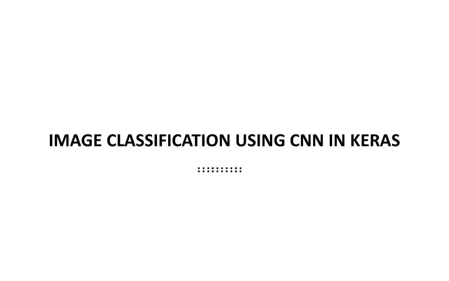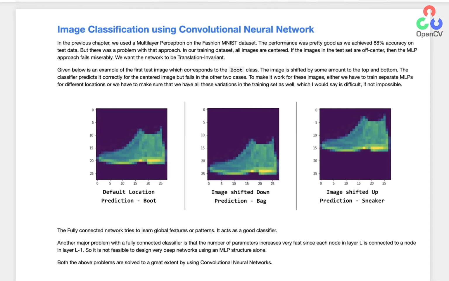Hello everybody. In this video, we will go over the notebook for image classification using convolutional neural networks. In the previous notebook, we went over image classification using multi-layer perceptron. And we saw that the performance was very good, about 88%, but there are some limitations to using a multi-layer perceptron for solving image classification problems.